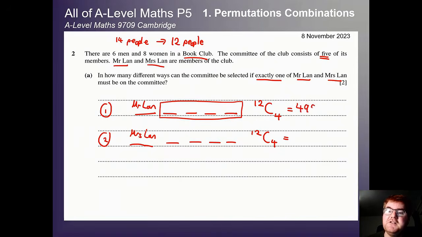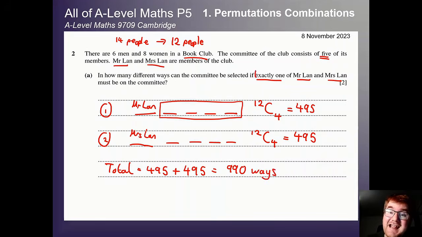Notice we have 2 situations here, one for Mr. Lan, one for Mrs. Lan. So if we add those together, the total is equal to 2 lots of 495, and that's going to be equal to 990 ways. The key thing about this question was the exactly one of them. So we can't have both on the same committee, hence why we're choosing from 12 people and not 13.